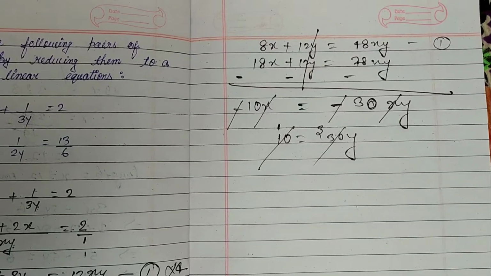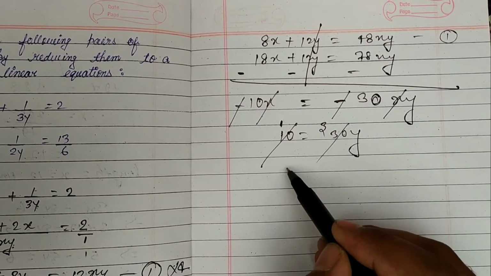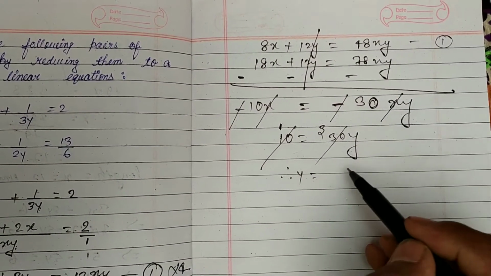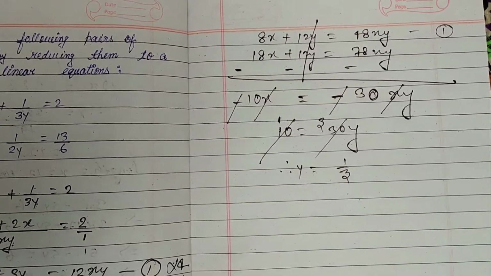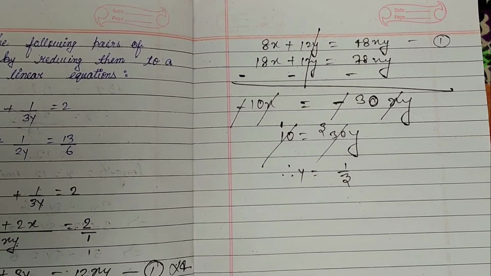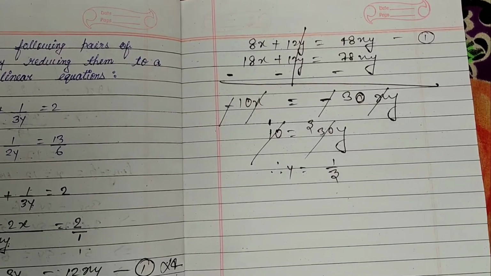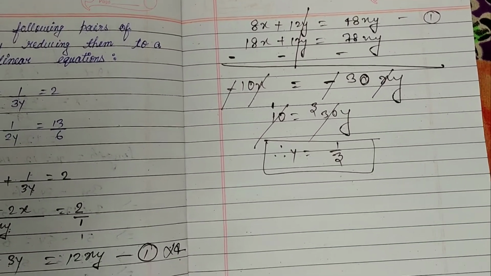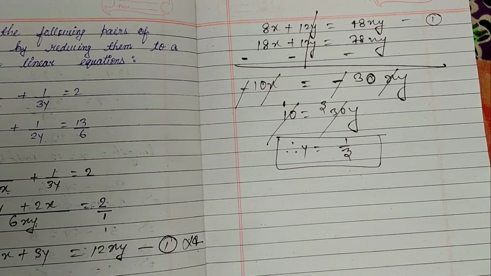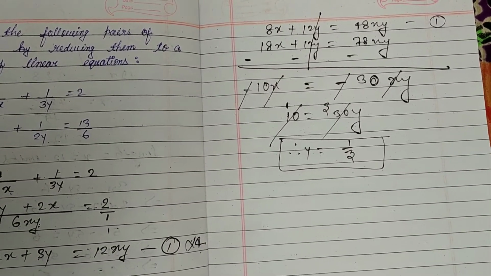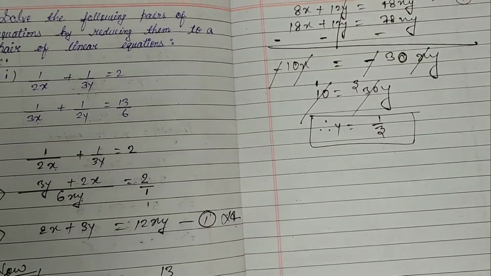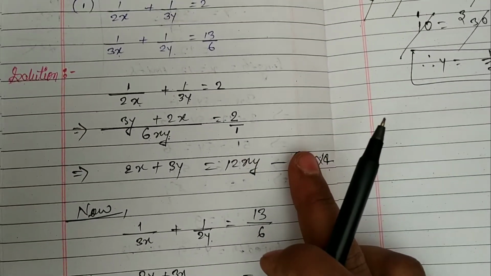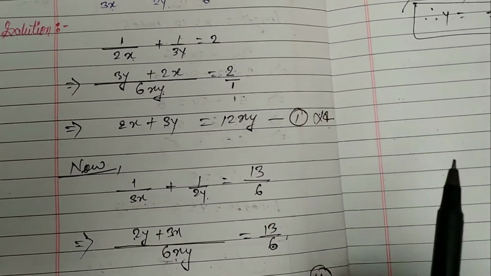What will be the value of y from here? The value of y will be 1 by 3. Now put the value of y in any equation to get the value of x. So this is your first equation, and this is your second equation.